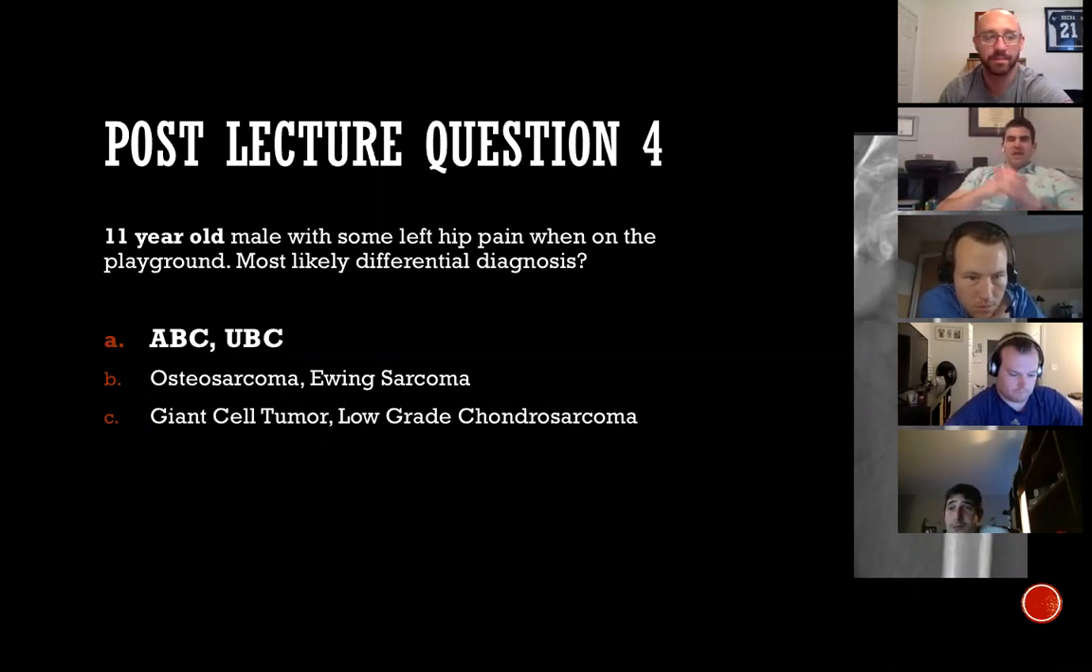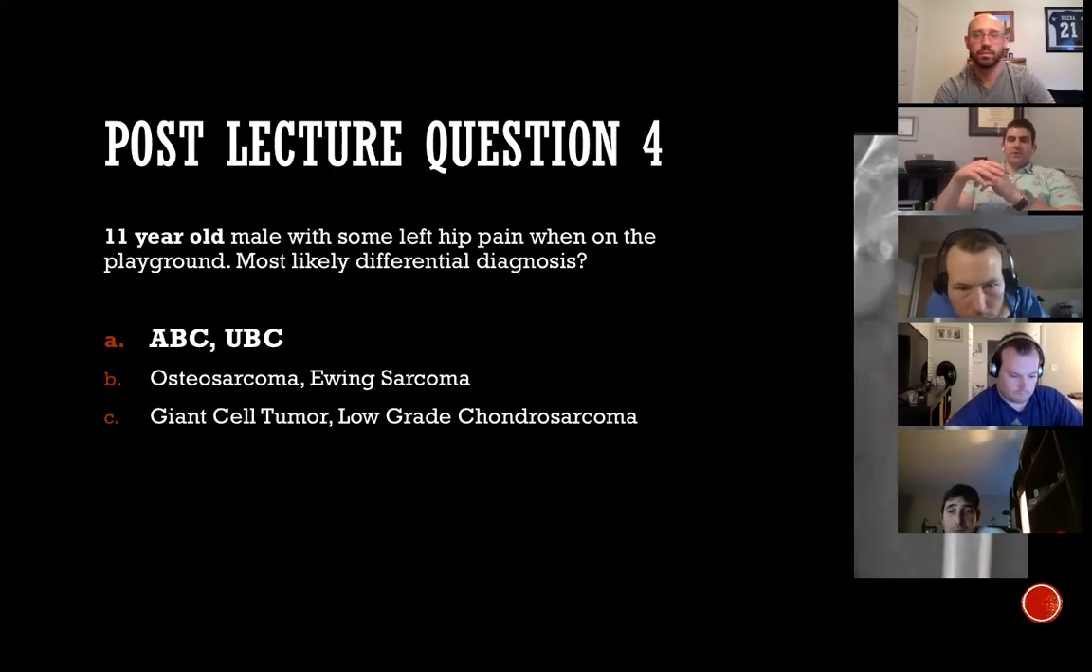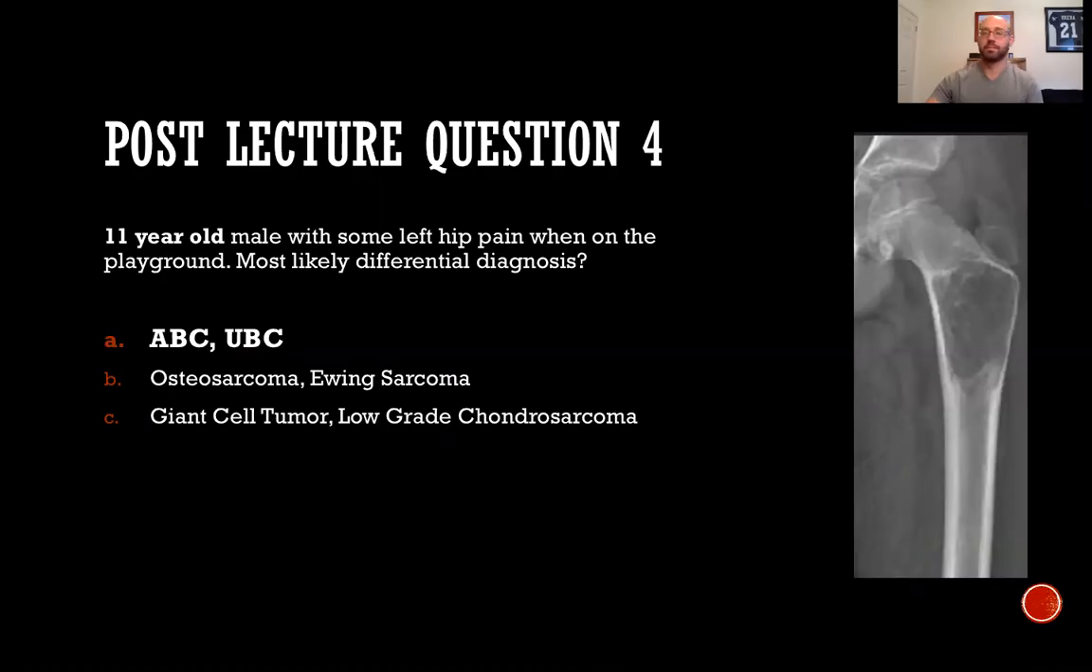So this is an 11-year-old male, and some of this requires background knowledge that we didn't really talk about in this lecture, and we're going to probably talk about in future lectures. But giant cell tumor typically occurs in patients somewhere between, let's say, 30 to 50, right? So this is an 11-year-old male. It's unlikely that they would have giant cell tumor. It is a lytic lesion, so it fits that criteria, but age is kind of your hallmark there.